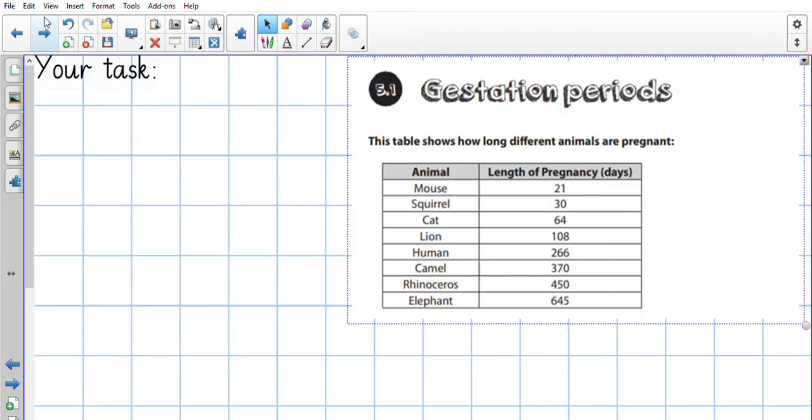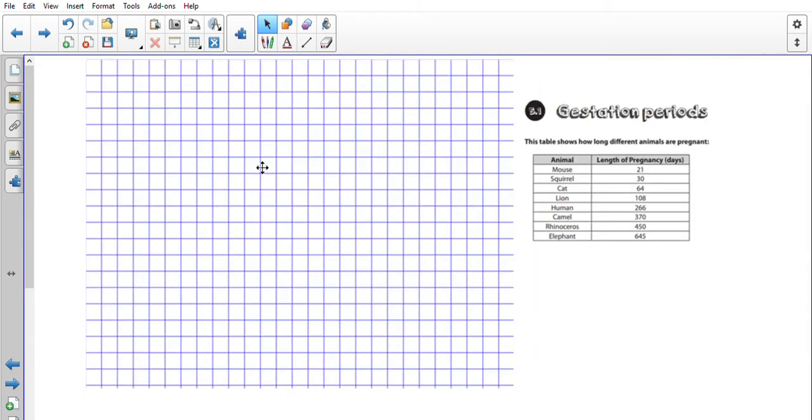Your main task is to produce a bar chart based on the data of gestation periods. We've got a mouse who is pregnant for 21 days, squirrel 30 days, cat 64 days, lion 108, human 266, camel 370, rhinoceros 450 and an elephant 645. To construct your bar chart, you are going to need to use this video to help you.